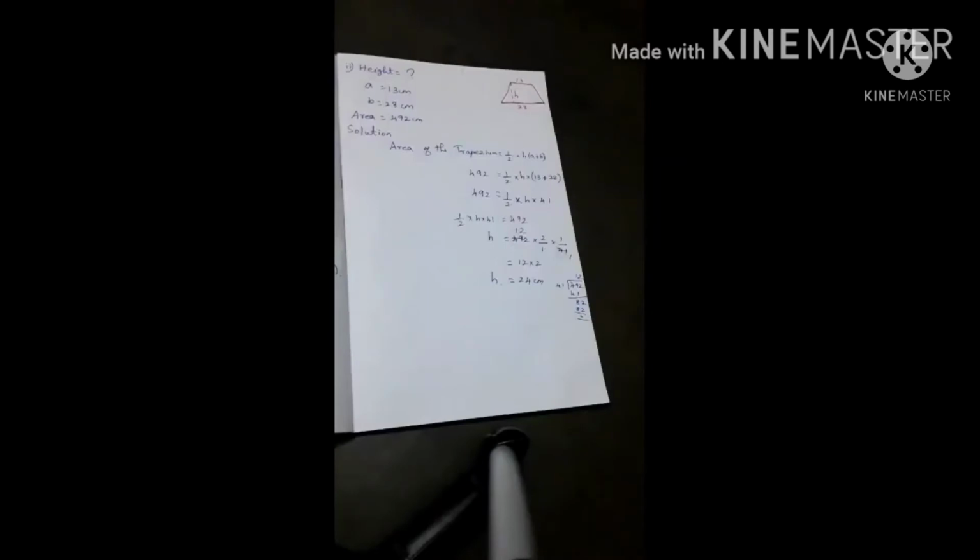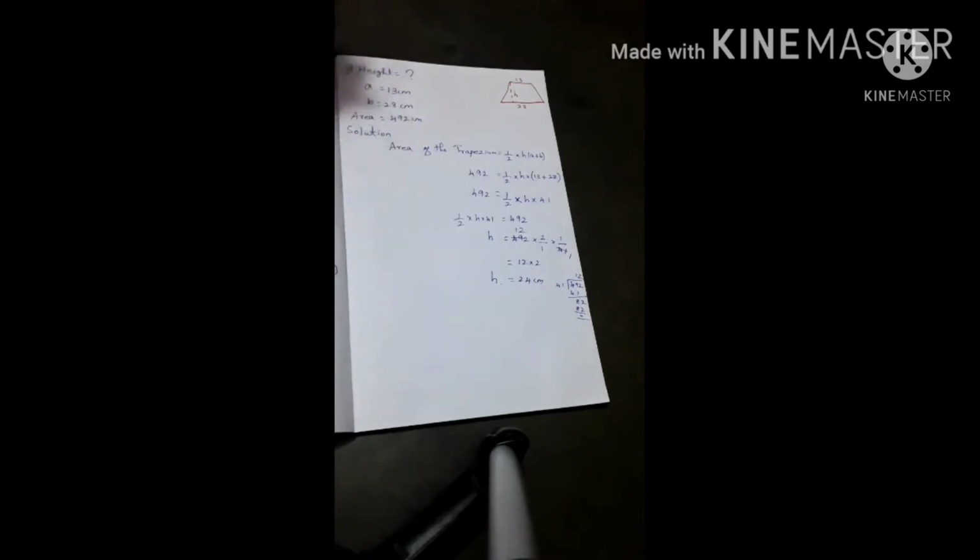Next we will see question number 2. In question number 2, they have not given the height, but they have given the parallel sides. A is 13 centimeters, B is 28 centimeters. Area is given as 492 centimeters.